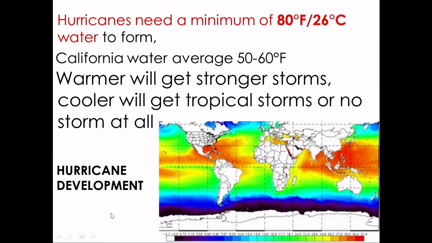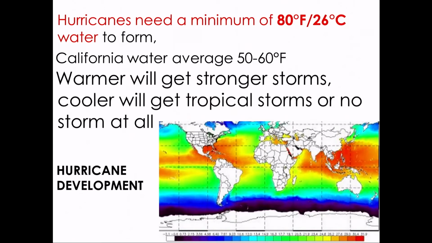Now, the minimum temperature for a hurricane to form is 80 Fahrenheit, 26 Celsius. And there's a reason for that. Without that warm water, there's not enough moisture and not enough heat to allow that water to condense in the clouds upwards and drive the hurricane. So if a hurricane runs over cold water, like let's say the coast of California, which has 50 to 60 degree average water, it will actually dissipate the hurricane. And it'll become a tropical depression or maybe just a strong low pressure system. So the warmer the water is, the stronger the storms can get. And the opposite is true. The cooler the water is, the weaker the storms will get, or you won't even get a tropical storm at all.